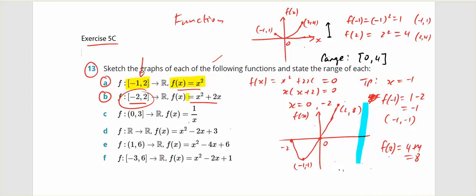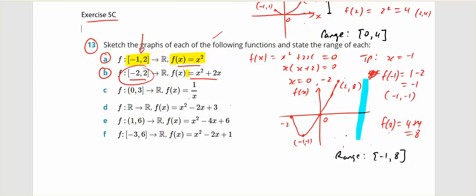So the range is -1 to 8 inclusive. Okay, it's really important that you get the right range. Again, don't automatically assume it's the endpoint. Don't go, oh, the range is 0 to 8. That's not correct. You have to look at the graph for what it is, especially for quadratics. Even if you cut off at these two endpoints, you have to look at where the turning point is, because the turning point could affect what the range is.